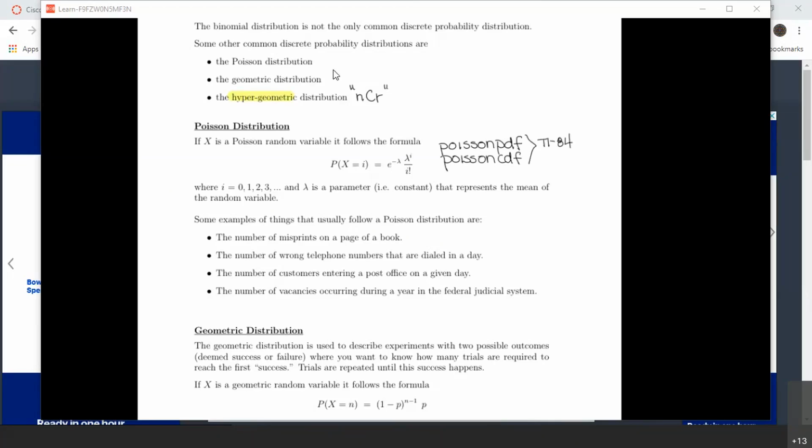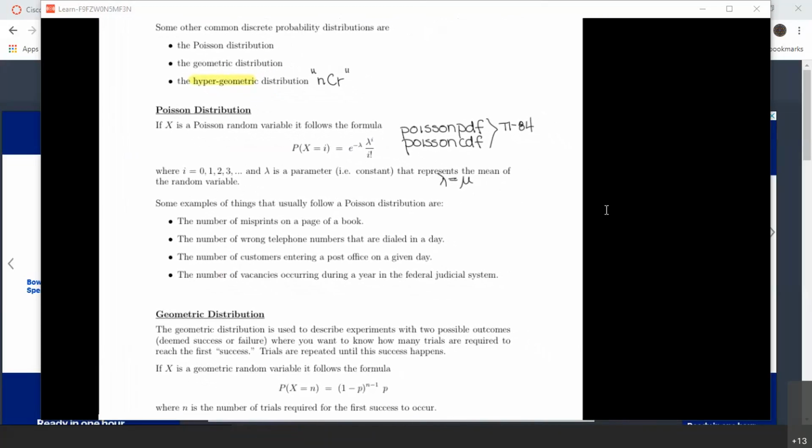Okay, so a Poisson random variable follows this formula. The probability of the random variable equaling a certain outcome i, where i is any one of these outcomes. And this other funny thing is a Greek letter lambda, and lambda is the mean of the distribution. That's something that's usually given to you or something you'd be able to calculate. But what would you use it for?